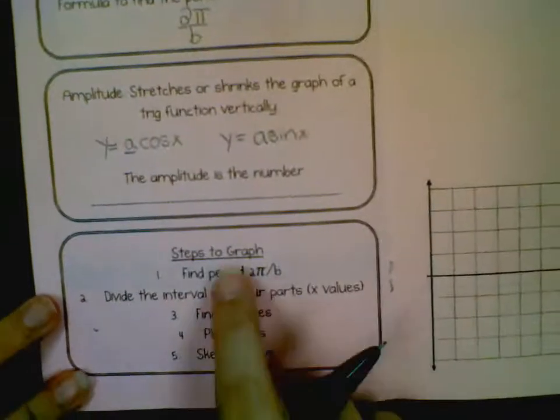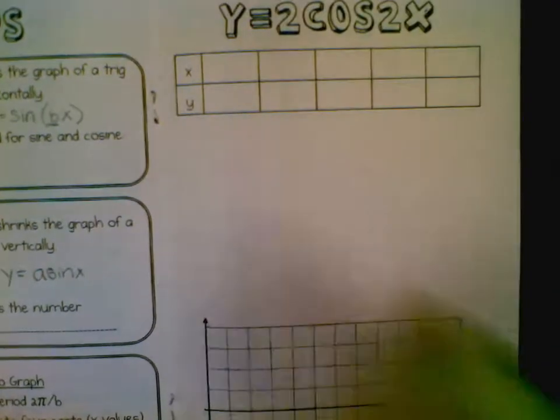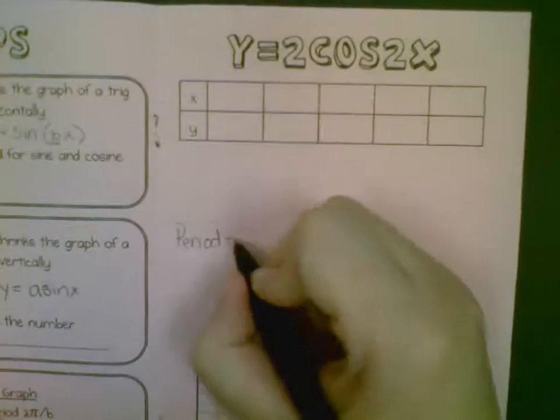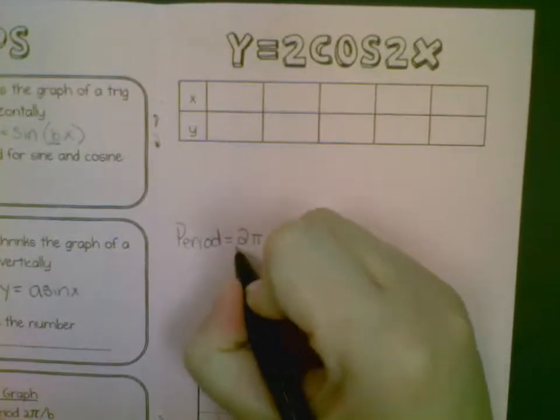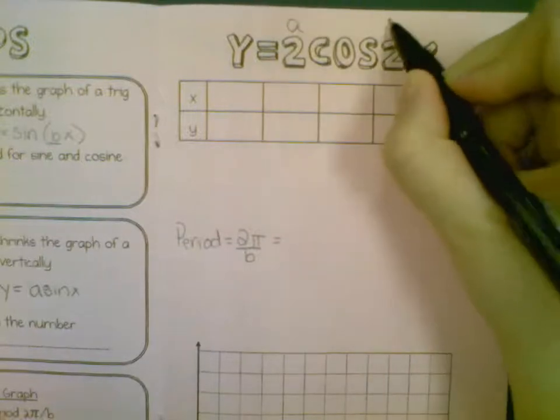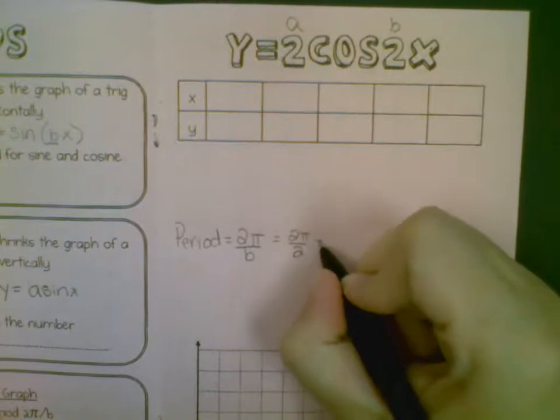Okay, so I wrote out our steps to graph at the bottom. So let's try our first example. So like it says, the first thing we need to do is find our period. So our formula for our period is 2 pi over b. And remember that this is a and this is b. This would be 2 pi over 2, which is pi.